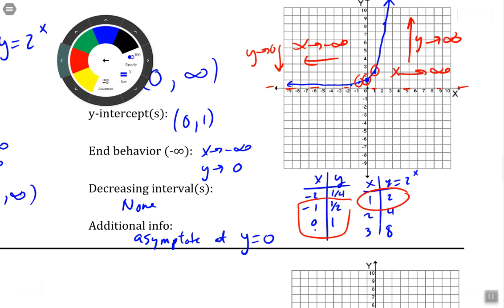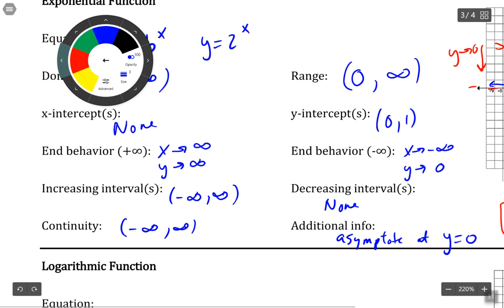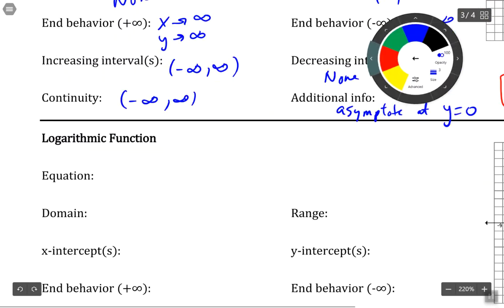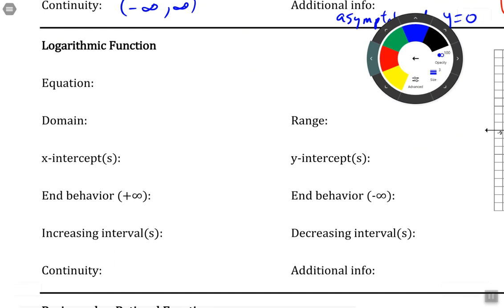Capiche? And I'll give you some practice on that Monday. We'll probably have a quiz over it by Tuesday. So do something this weekend so you can actually pass the quiz. All right, moving right along. Logarithmic. Oh, what fun. This stuff's fun, right?